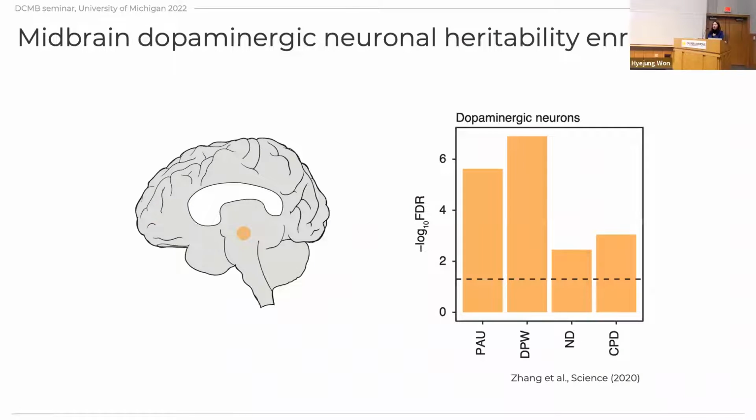It's been really well known that within the midbrain, dopaminergic neurons are central. So we wanted to see whether dopaminergic neuronal enhancers could potentially explain the heritability enrichment that we have observed.